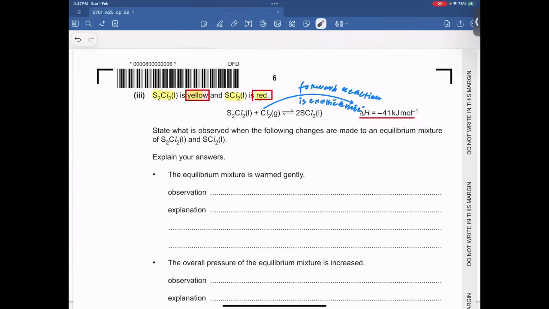So if the forward reaction is exothermic, the reverse reaction needs to be endothermic. Let me check what sort of question is being asked in this part. State what is observed when the following changes are made to an equilibrium mixture of S2Cl2 liquid and SCl2. Explain your answer. The equilibrium mixture is warmed gently. In an exothermic reaction, if you warm the mixture gently, technically you are increasing the temperature. So if you increase the temperature in an exothermic reaction, equilibrium favors the left hand side. If equilibrium favors the left hand side, obviously the amount of S2Cl2 liquid is going to be more, and therefore the color observation should be yellow.